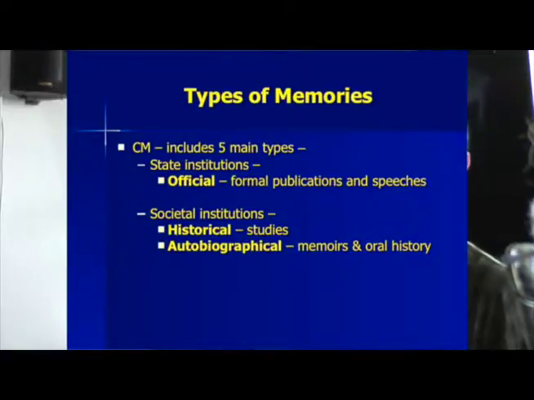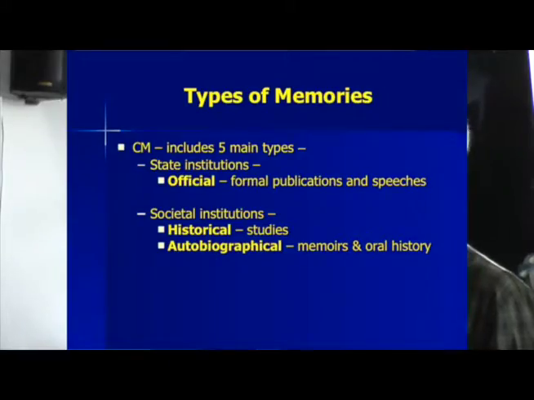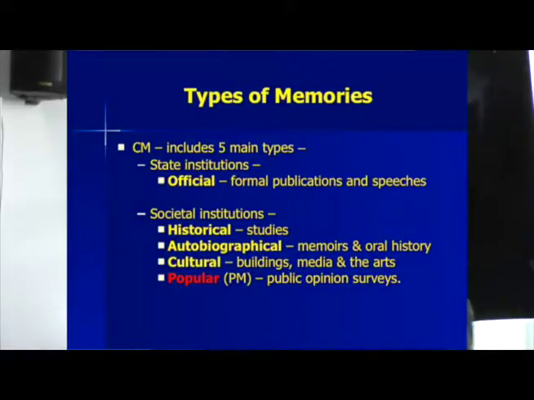The second one is the autobiographical memory, the memory of the people with the direct experience. It can be war veterans, it can be refugees, and so forth. It is manifested, for example, in memoirs or oral history. The third one is the cultural memory, a representation of the past as manifested in buildings, the media, the arts, and so forth. And lastly, it's the popular memory. It's the representation of the past adopted by the members of the society at large, and it's best manifested directly through public opinion surveys.